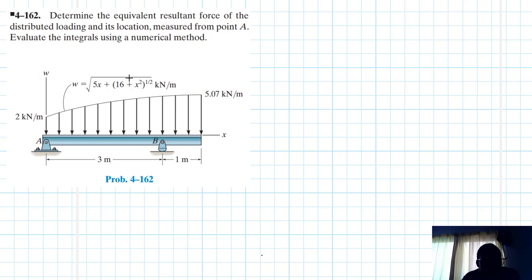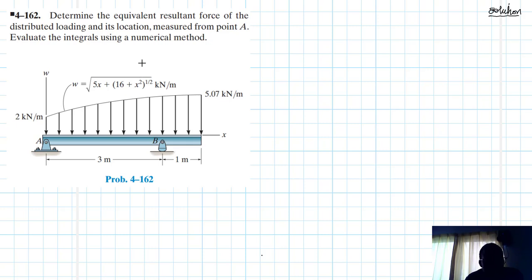The problem reads: determine the equivalent resultant force of the distributed loading and its location measured from point A. Evaluate the integrals using a numerical method. This problem is coming from the Engineering Mechanics: Statics textbook, 13th edition, by R.C. Hibbeler.